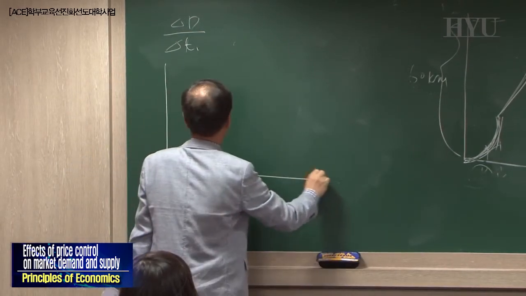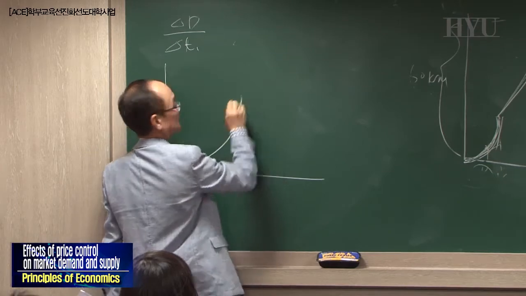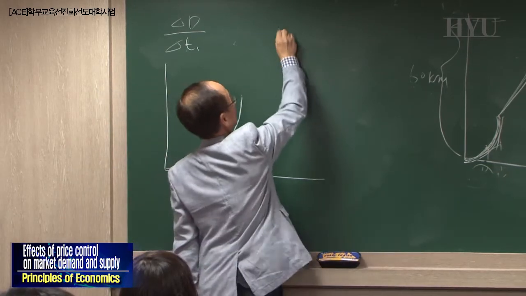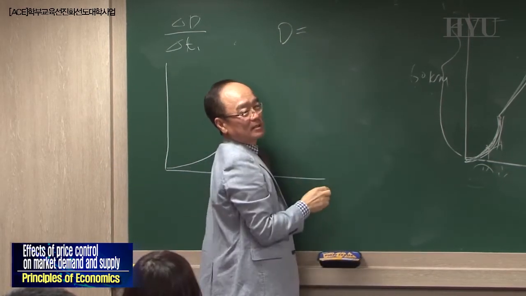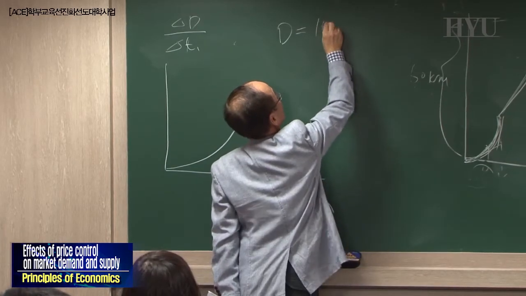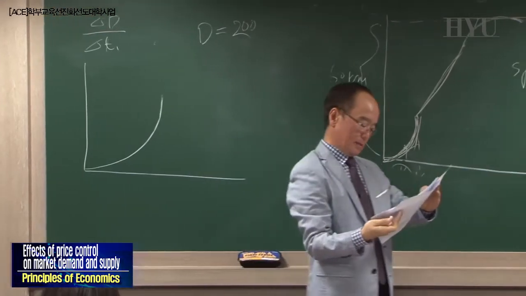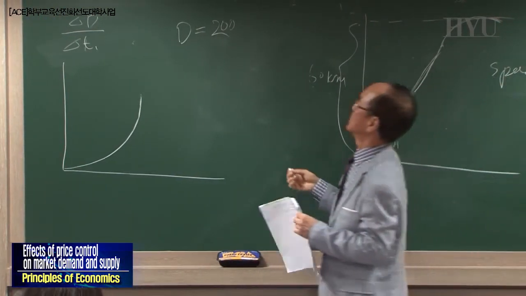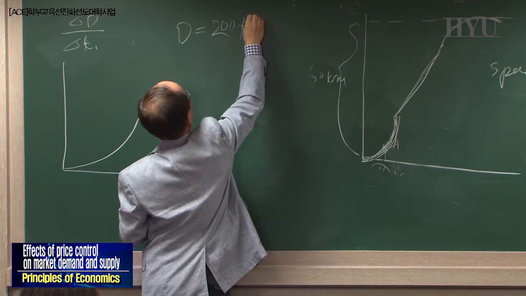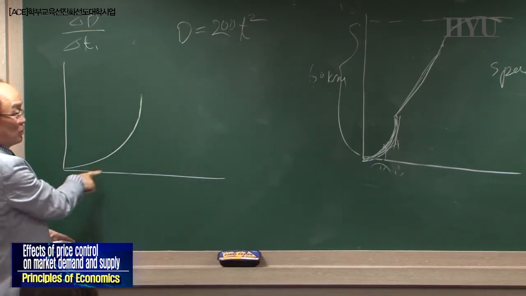Okay, let's magnify this one. Our assumption is, this is just to give you an example, 200 T squared. I use 200. Here, it's pretty right.